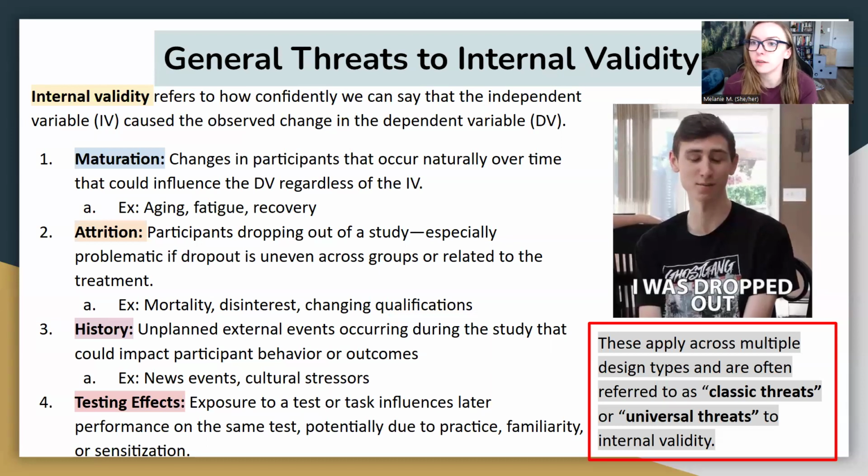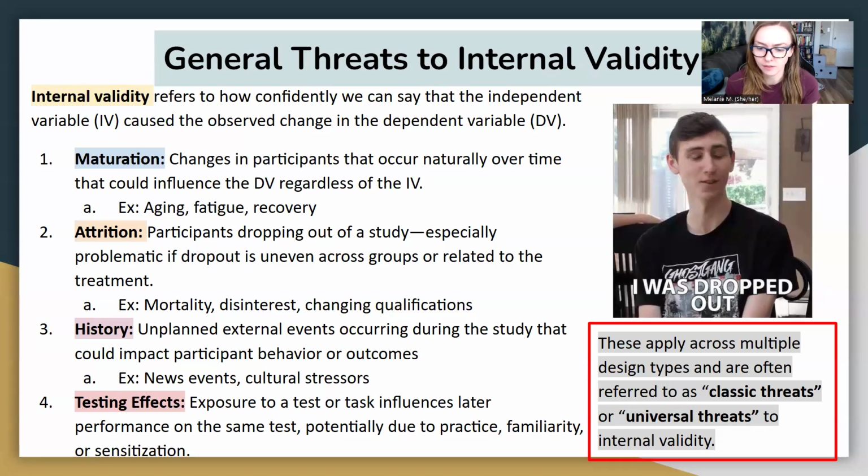The very first one is maturation. So people, whether they're participating in research or not, they're going to change and grow naturally over time. So this can be stuff like aging, it can be fatigue, it can be recovery. One of the fundamental concerns you have to account for in experimental design with humans is that time will continue. So we try to keep our subject, in this case a person, as similar as possible, but you have to think about things like maturation.